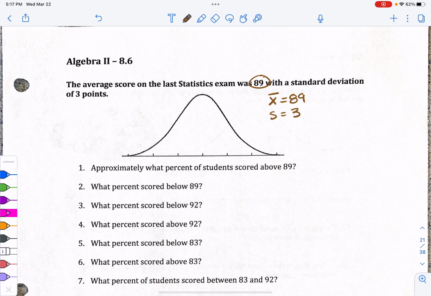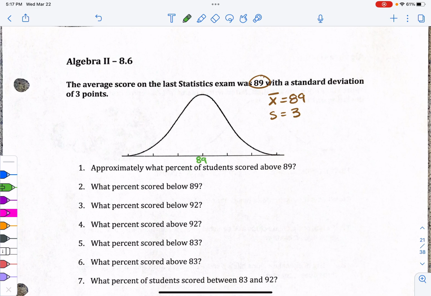Now, standard deviation, we talked a little bit about yesterday, but that tells you how spread apart your data is. If you have a large number for standard deviation, that means all your scores are really far apart. If you have a smaller number, then your scores are right close together. A standard deviation of 3 is a pretty small standard deviation, really in general. But those are the two things that we have, and the 89 goes here in the middle.